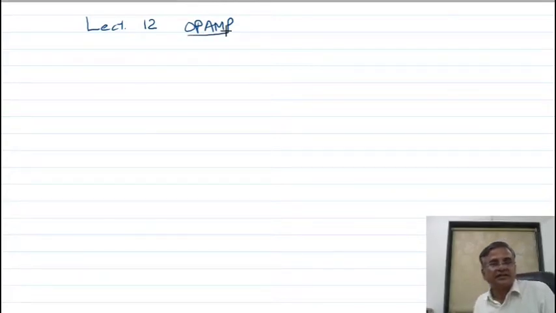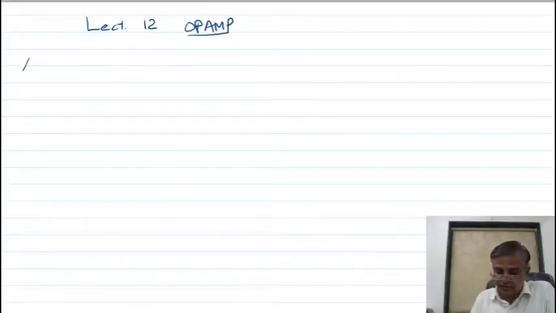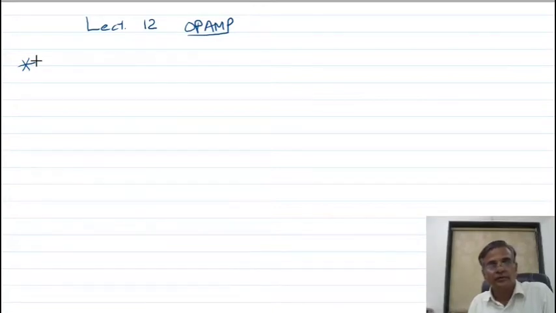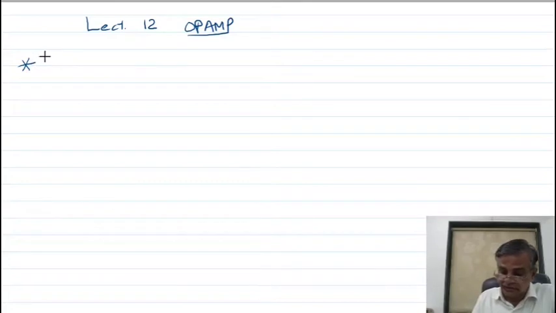In the last lecture, we have seen the inverting summing amplifier, and we have done a very small numerical based on the inverting summing amplifier. Today we will see a very important circuit, which is one kind of problem: how to solve a linear equation with the help of an inverting summing amplifier. So I am writing the question. See, yes, this is a problem.